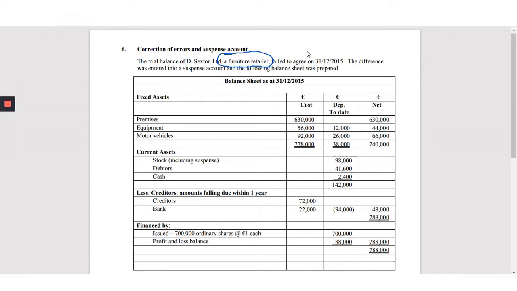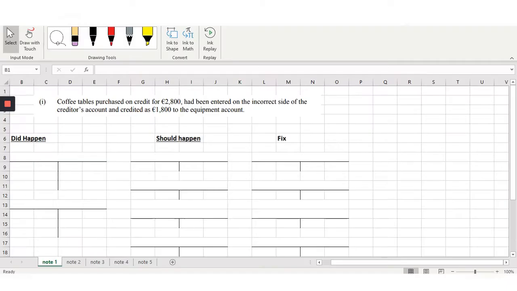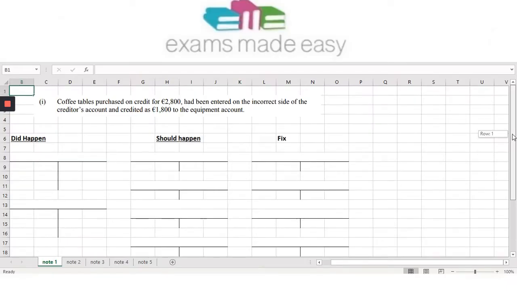That's going to be important, and in note 1 I'm going to show you why. The business is important, and sometimes you'll see it as a garage. For a furniture retailer, anything to do with furniture will be purchases, not equipment. And the same if it's a garage and they get a vehicle, it will be purchases, not motor vehicles. So that is important. I'll show you what I mean here.